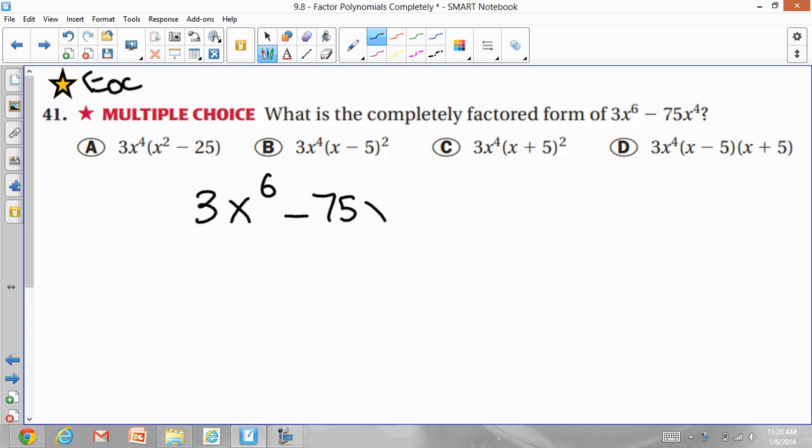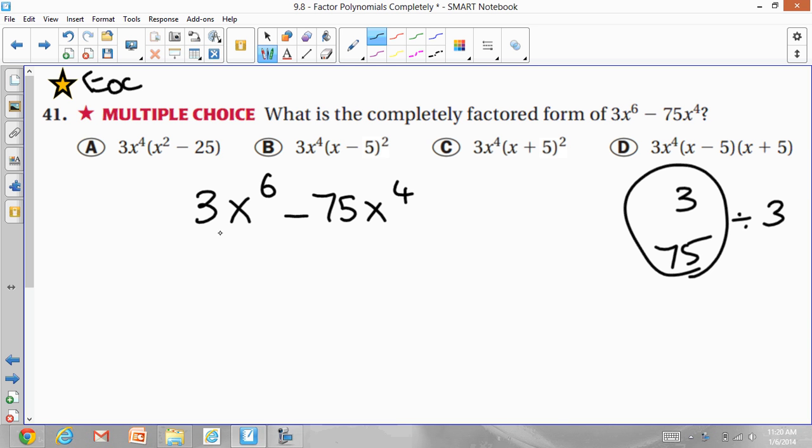So the first thing I'm looking at is the 3 and the 75. They both can be divided by 3, so I'm pulling out the 3, which is common. Now I'm looking at x to the power of 6 and x to the power of 4. I can pull out the smallest one, which is x to the power of 4. So now take a look at what I have done. I have pulled out the 3, I have pulled out the x to the power of 4. So they both are taken care of.